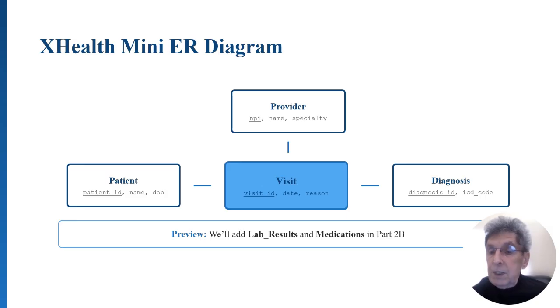The relationships. Patient to visit is a one-to-many. One patient can have many visits. Provider to visit is also one-to-many. One provider can conduct many visits. Visit to diagnosis is one-to-many also. One visit can have multiple diagnoses. This is a basic structure. When we get to part 2C, we'll add lab results with LOINC codes and also add medications with NDC codes to complete this picture. But even this simple diagram tells you a lot about how the database will be structured. You can see where foreign keys will go: patient ID and provider ID in visits, visit ID in diagnoses.